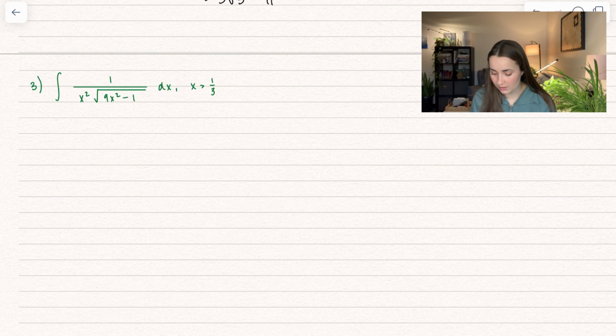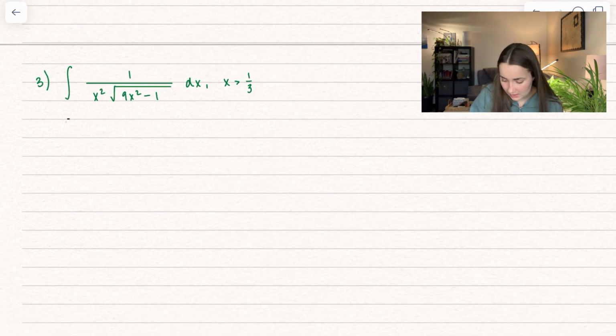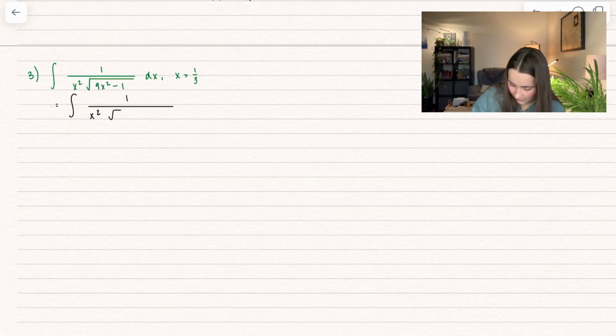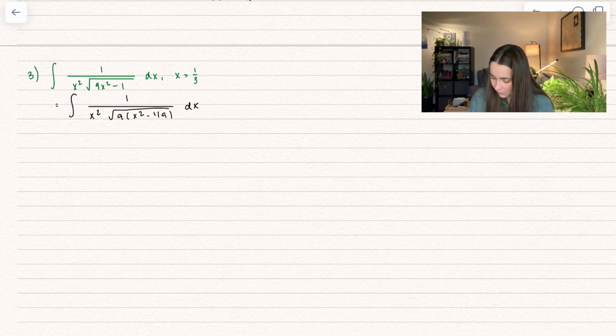Let's go ahead and try one more. This is going to be another where we have to rewrite it. So what I'm first going to do is factor out a 9 from the square root. So we get x squared minus 1/9 dx. And notice that we can actually take the square root of 9. So the square root of 9 is going to be 3. So I'm going to rewrite that as 3x squared times the square root of that whole thing.